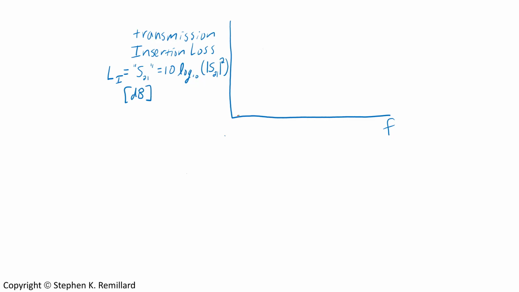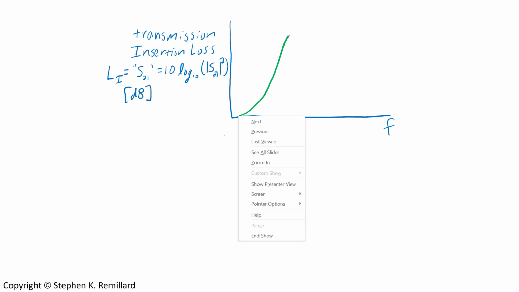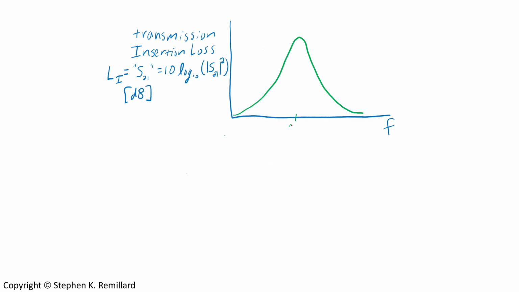The transmission is a Lorentzian bell-shaped curve, centered at the resonant frequency, which we'll call F sub R. It has a width, delta F, and that width is measured halfway down. So it is the full width at half maximum. And if you measure halfway down, you are going down 3 decibels. And so the full width at half maximum is also the 3 decibel bandwidth.